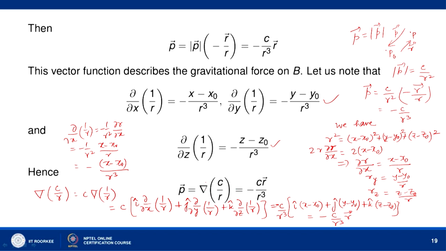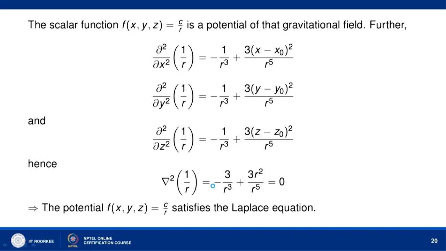P, if you write P equal to del of c over r, what you get is minus c r over r cube. So this minus c r over r cube can be written as del of c over r, and this means that the gravitational force P can be written as the gradient of a scalar potential, which is c over r. So, for the scalar function f of x y z, let us write P equal to del of f of x y z, where f of x y z is c over r. This scalar function f of x y z equal to c over r is a potential of that gravitational field.